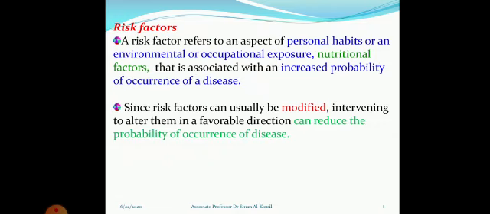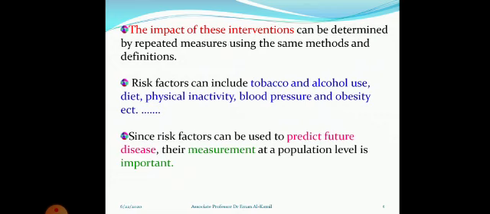Since risk factors can usually be modified, certain interventions can be applied in order to reduce the incidence. So that's why it is important to know what the risk factors are for different health problems, in order to put in an intervention to modify the exposure and stop or change the outcome. The impact of this intervention can be determined by repeated measures, usually using the same method and definitions.